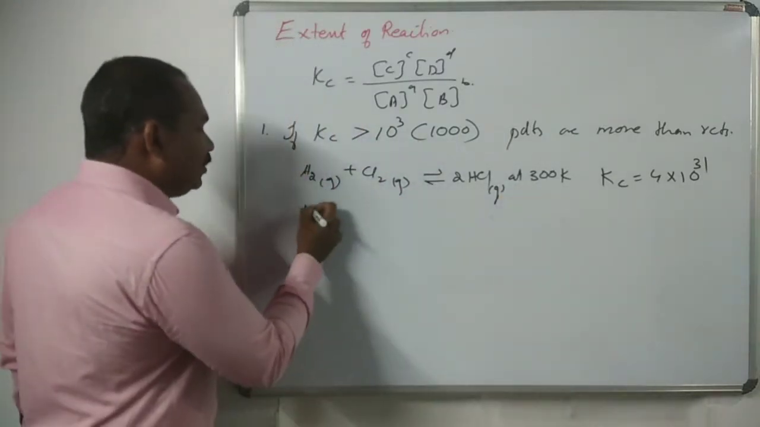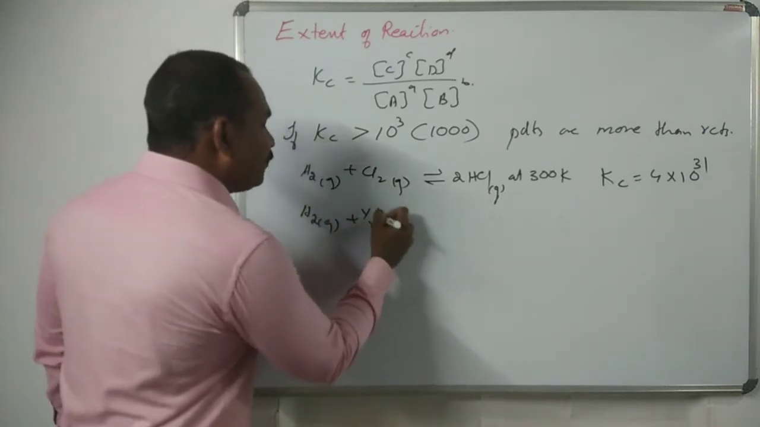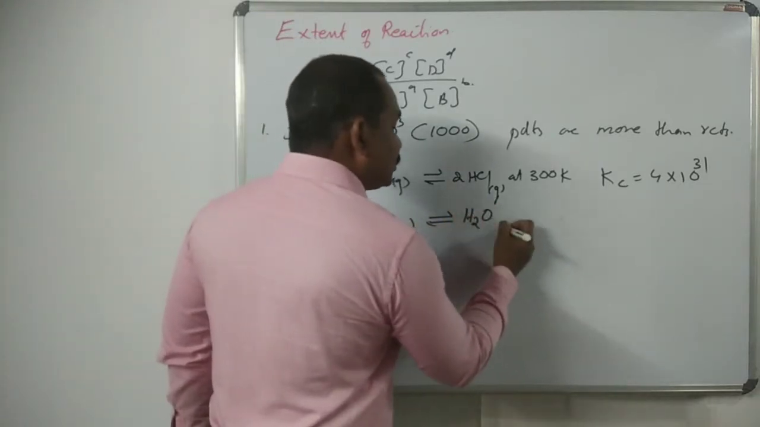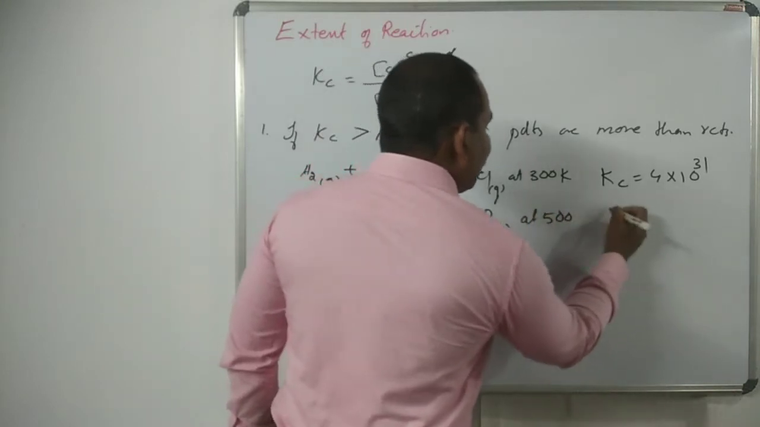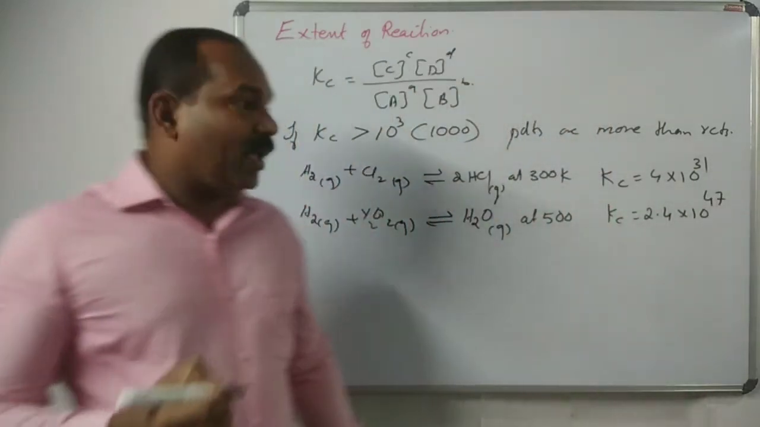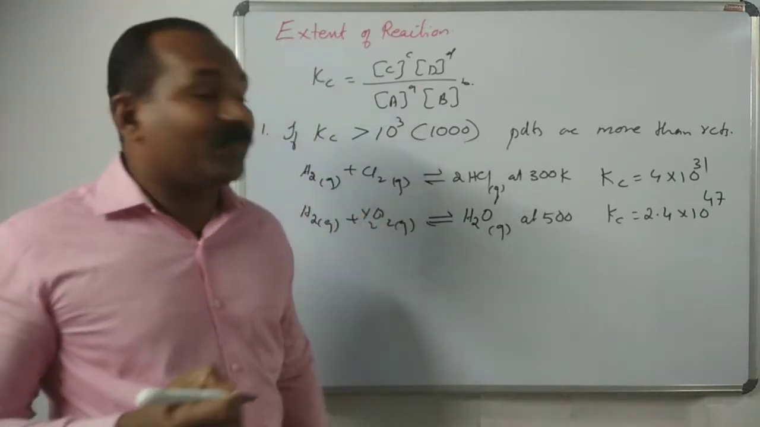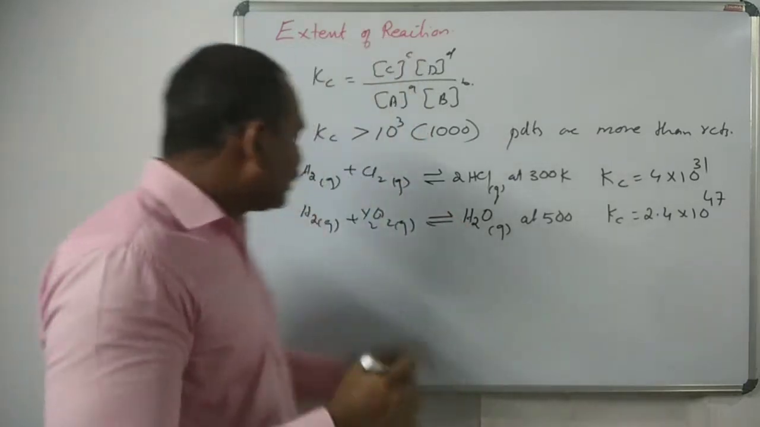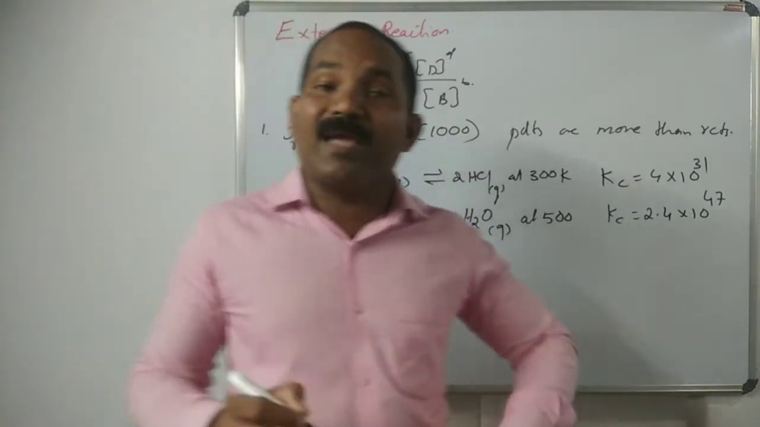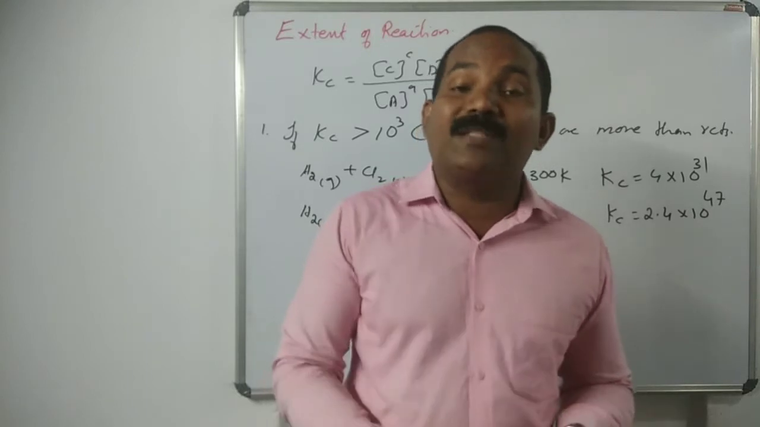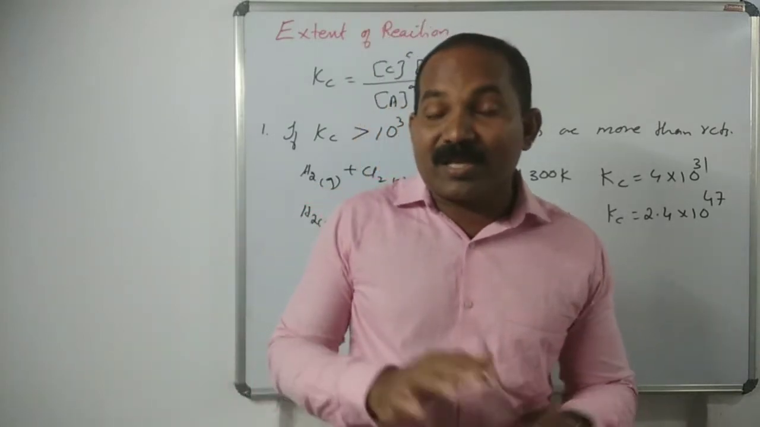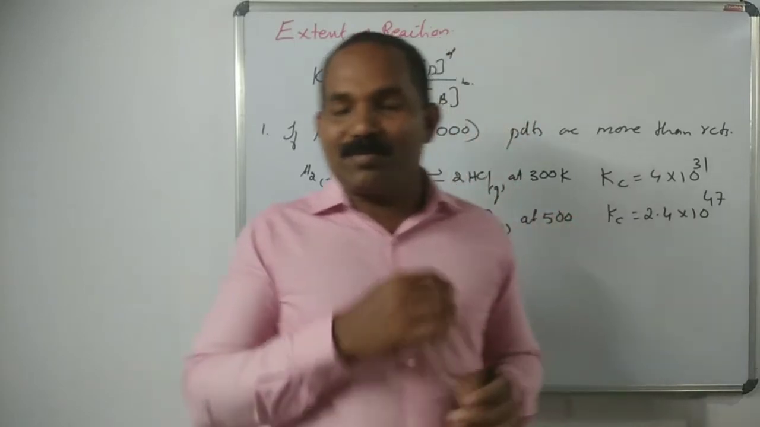Then another example, H2 gas plus half O2 gas in equilibrium with H2O gas at 500 Kelvin, Kc is equal to 2.4 into 10 raised to 47. That means it is a very high value. The reaction is almost completed. Very simple concept: if Kc is a higher value, the products are predominant over the reactants. That means the reaction goes to completion.